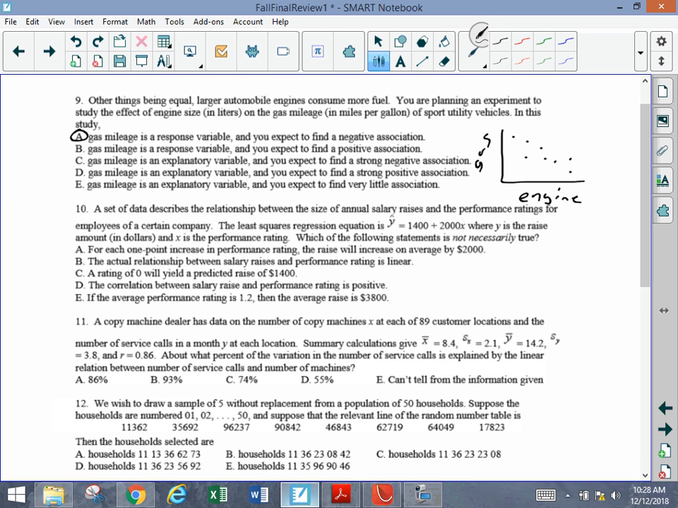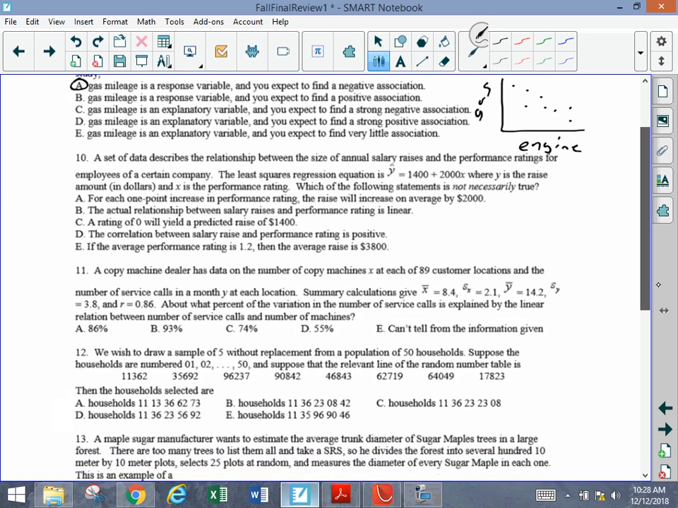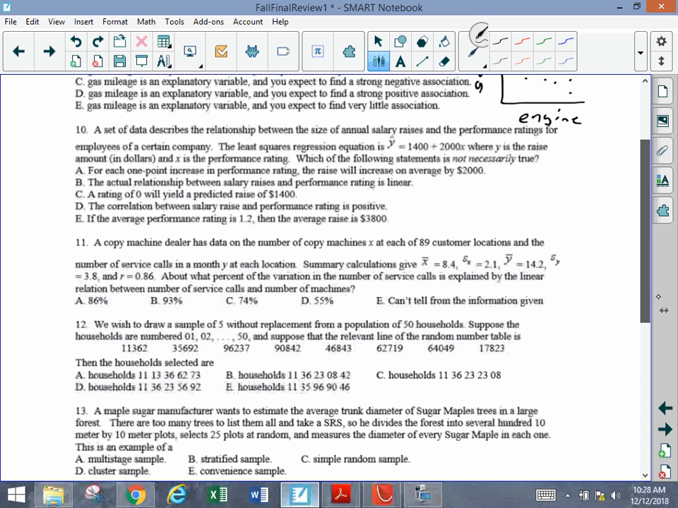A set of data describes the relationship between size of annual salary raises and the performance ratings for employees. We've got a least squares regression equation. Y hat equals 1400 plus 2000x, where y is the raise in amount of dollars, and x is the performance rating. Which of the following statements is not necessarily true? So let's talk about the situation first before we get anywhere.